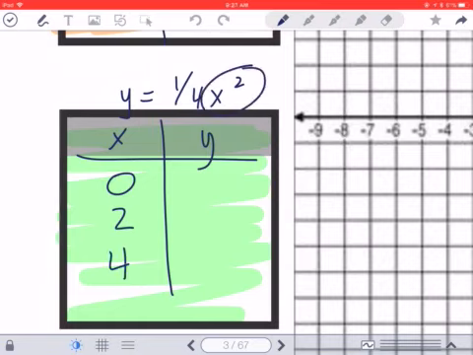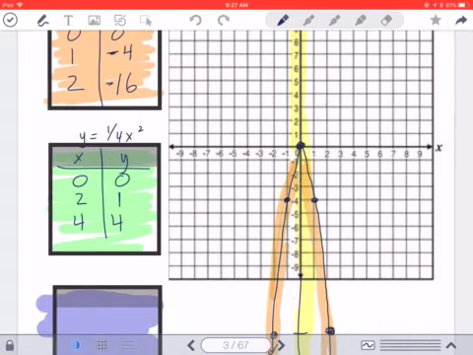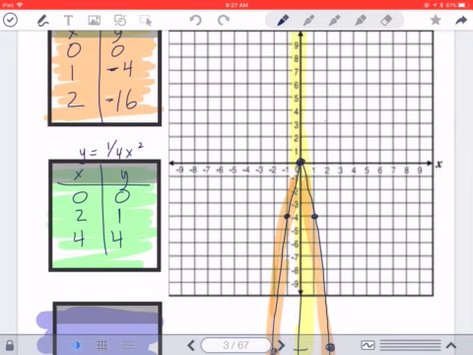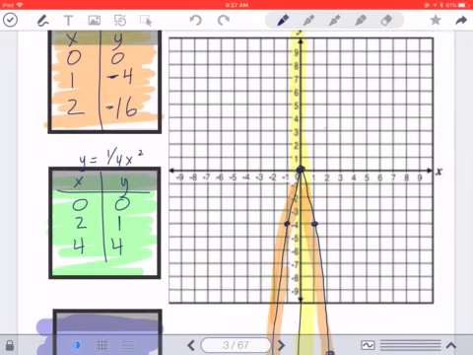So I plug in 0. 0 squared is 0. 0 times anything is 0. Plug in 2. 2 squared is 4. And then I multiply that by 1/4. So this is just going to be 1. And then when I plug in 4, 4 squared is 16. And 1/4 of that is going to be 4. So I have those points right there. And let's plot that. So I got 0, 0 again, over 2 up 1, and then over 4 up 4.